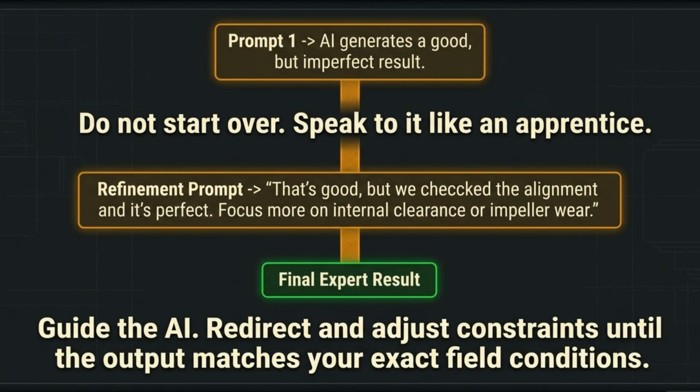If the first result isn't perfect, do not start over. Speak to the AI like an apprentice. Use refinement prompts to adjust constraints or redirect the focus until the output matches your exact field conditions.